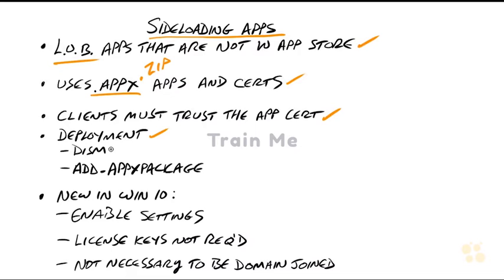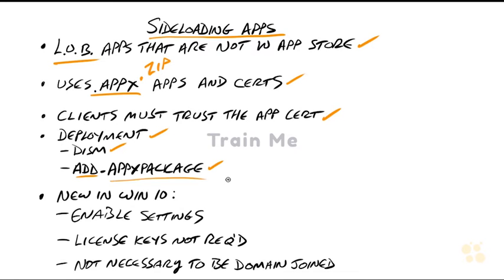Now, the deployment can go a couple of different ways. Number one, I could deploy to all users using the Deployment Image Servicing and Management tool, or Dism, if you want to call it that. It's a command line tool, and we can just package that into an offline image, and that's one of the exam objectives, by the way. And then the other thing we could do is to use Add-AppxPackage.